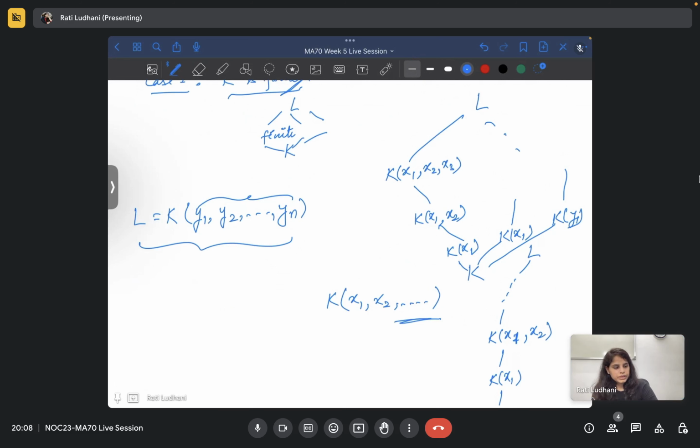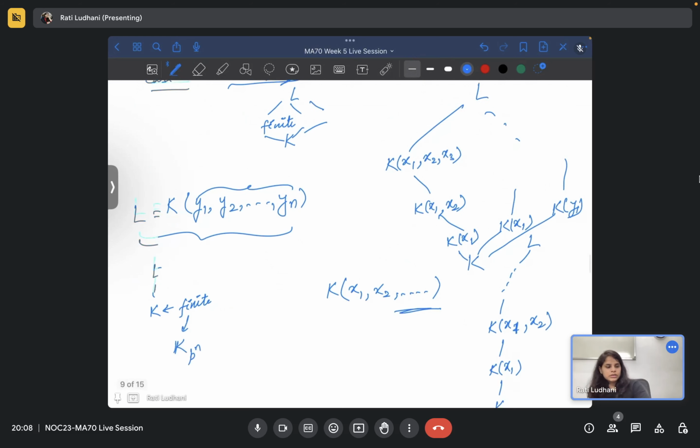Now you know that L is over K and K is finite, and finite fields are of the form some power, like F_p raised to some power.